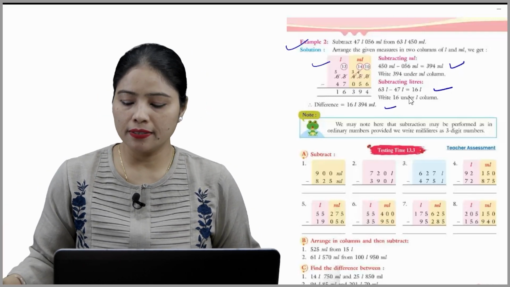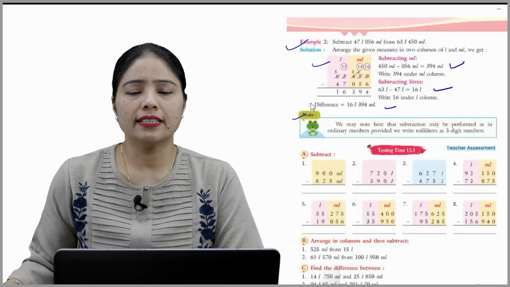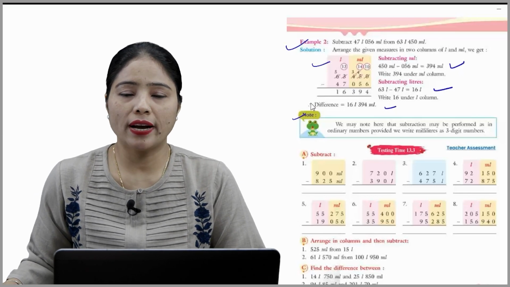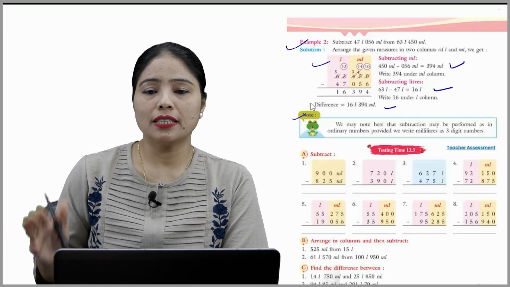Hope you understood, beta. Now note. We may note here that the subtractions may be performed as in ordinary numbers provided we write milliliters as 3 digit numbers. Okay. So now Texting Time 13.3.